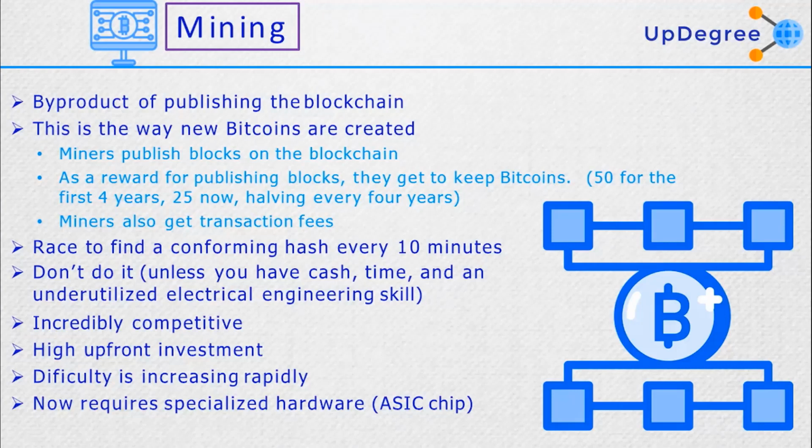As I said earlier, Bitcoins used to get mined on a laptop or a desktop. Now you see you need 1000 megawatts for mining. It's incredibly competitive, with high upfront investments and difficulty, and it requires specialized hardware. Earlier with a simple laptop or desktop it used to get mined, but now it's getting mined using chips, which is itself an investment for companies or individuals.